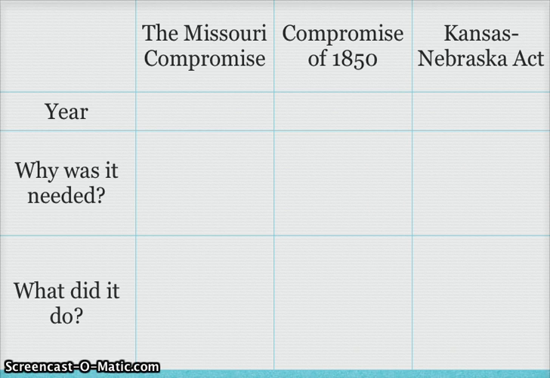Next would be the Compromise of 1850. The same three questions for there, and then finally the Kansas-Nebraska Act, as discussed using your text from pages 68 through page 72. So make this chart, press pause, and then we're going to start as soon as we get to it, and we're going to start on the Missouri Compromise.